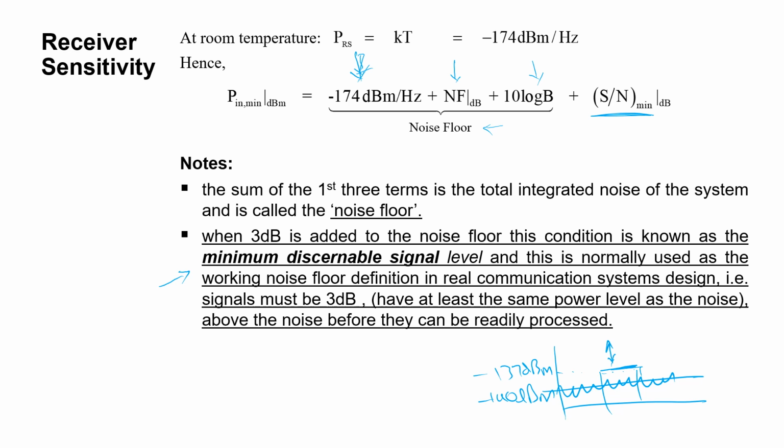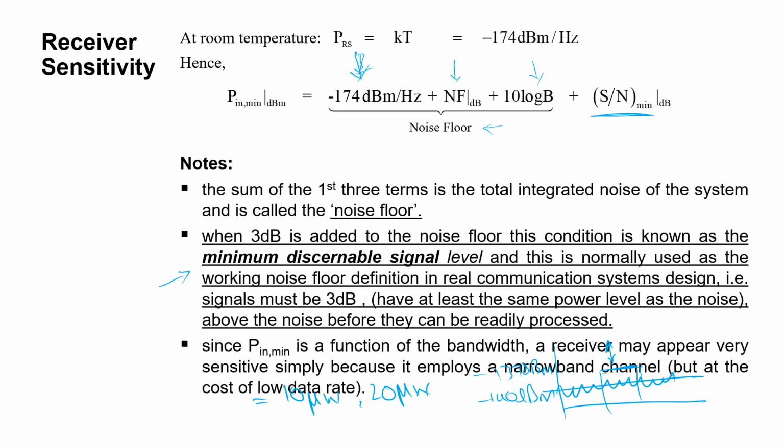So for example, if I work out these values in watts, imagine I have 10 microwatt of signal as the level of noise, then I need at least 20 microwatt of signal to be able to make sense out of it. So that's a general definition of minimum discernible signal in terms of linear scale.